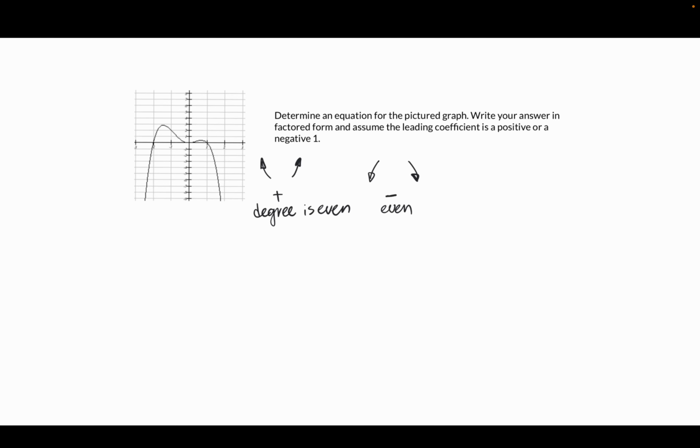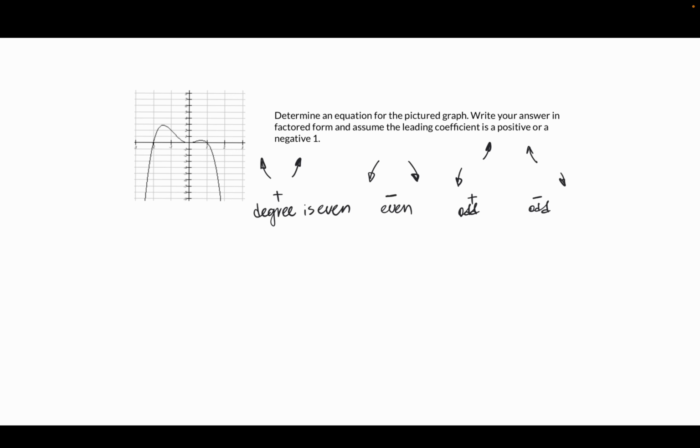It may go down on the left but up on the right. In this case, the leading coefficient is positive, but the degree is odd. Finally, it may go up on the left and down on the right. And in this case, the leading coefficient is negative and the degree is still odd.